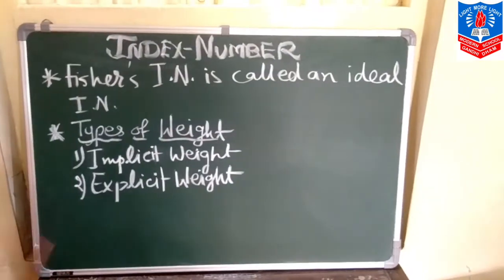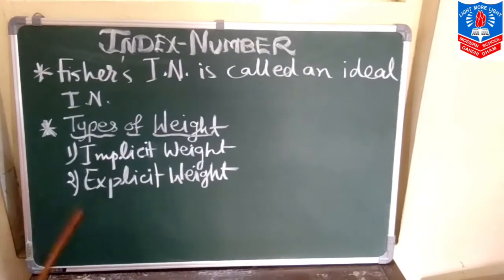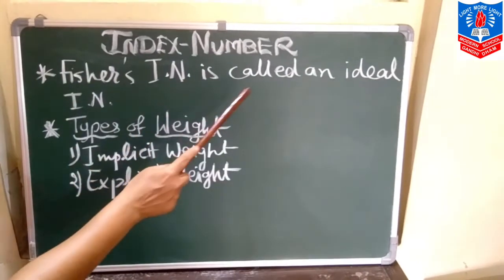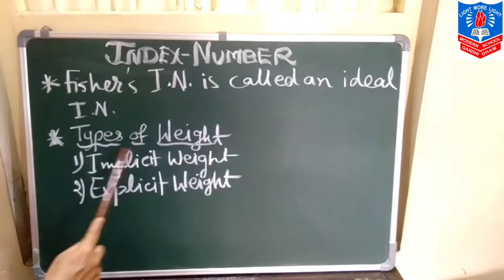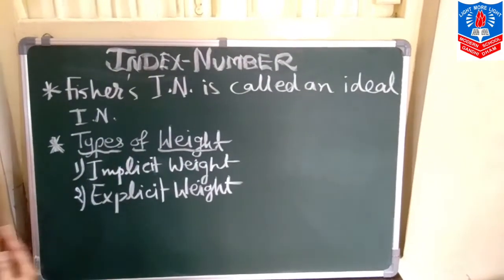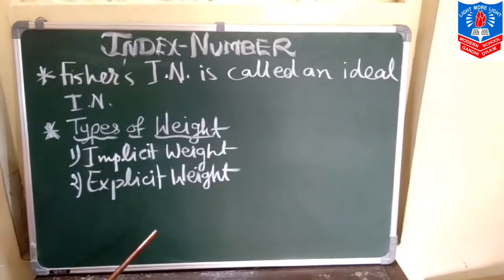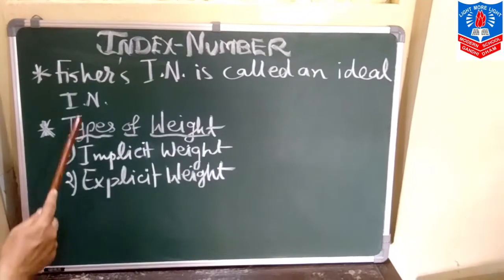Now the next topic, very important from the board point of view, in the form of a statement. That is, Fisher's index number is called an ideal index number. This question can be asked in the form of a statement, a simple 1 mark question, 2 marks question or even 3 mark question, and many times it is asked.